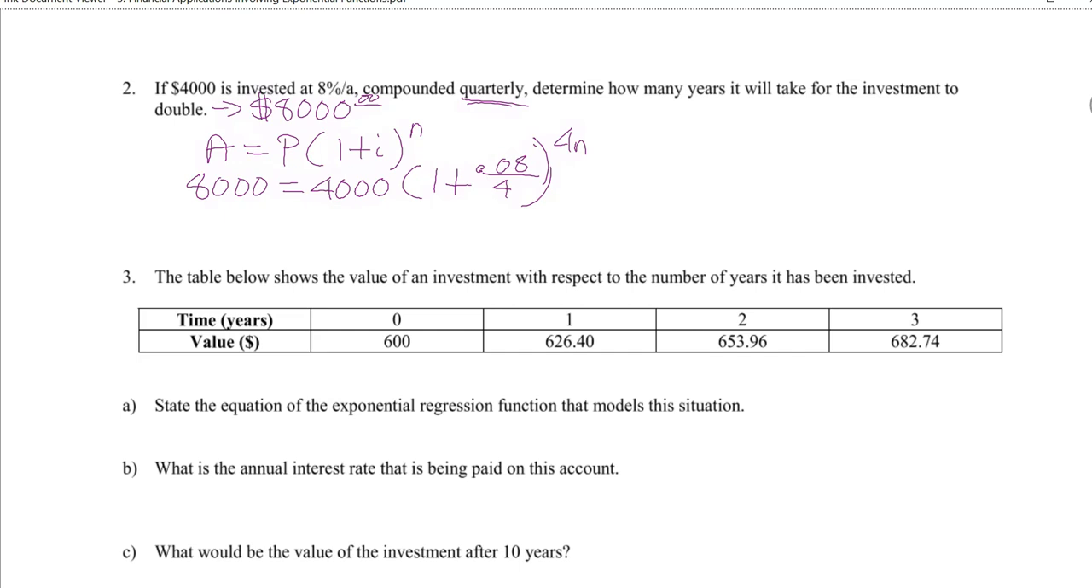So, it says quarterly. We go 0.08, interest rate 8% as a decimal, 0.08. Divide by 4. Years, n, get multiplied by 4. Okay, now we can simplify this. We could divide both sides by 4,000. Now the only way we can solve this is to put it into our graphing calculator and solve for n, or x, right? It'll be x. We have no other way to do this, right? We don't know how to solve for an unknown exponent.